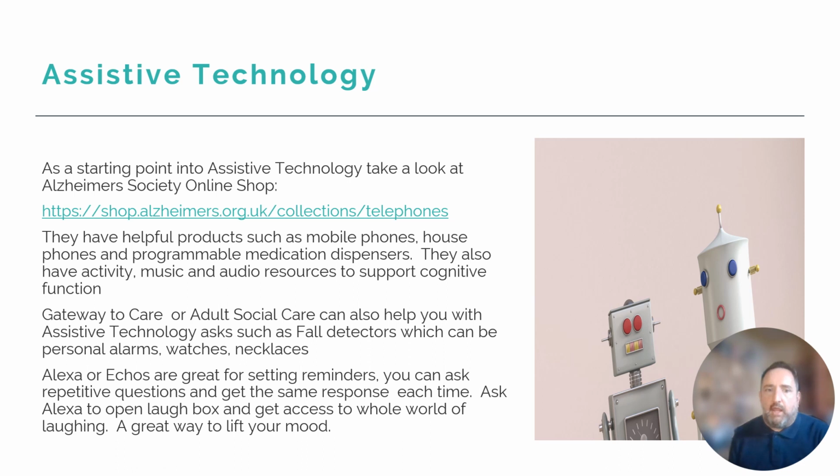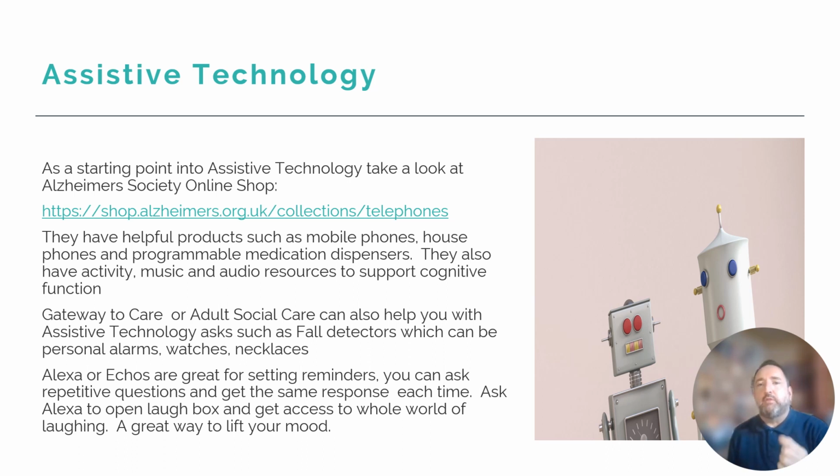But in Calderdale and Kirklees, Gateway to Care is our adult social care. In Leeds and Bradford, it's adult social care. They can also help you with assistive technology such as fall detectors, which can be personal alarms, watches, necklaces that go around. When I said you've probably already got it in the home, Alexa's Echoes can be great for setting reminders, and you can ask repetitive questions and get the same response each time. You can ask Alexa to open a laugh box and get access to a whole world of laughing. It's a great way to lift the mood.